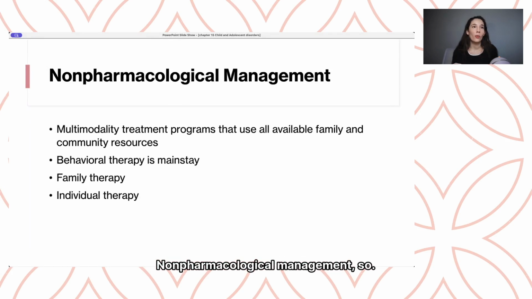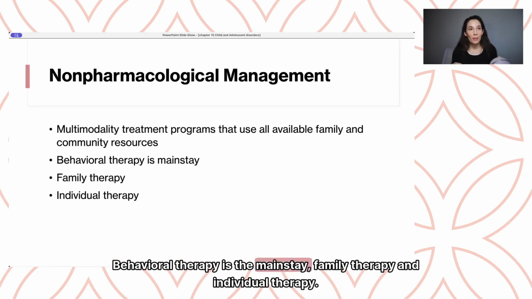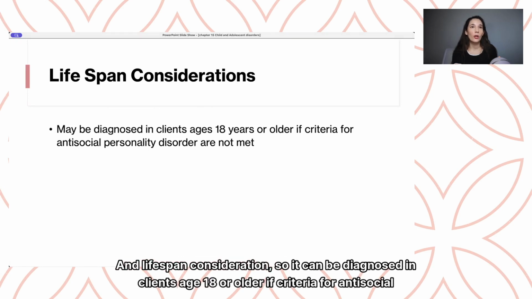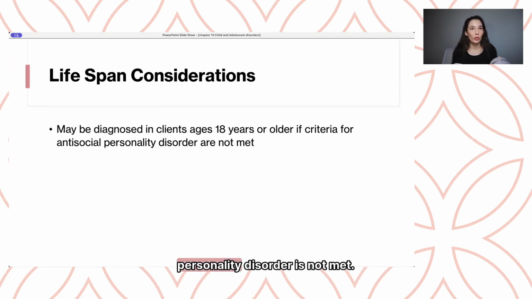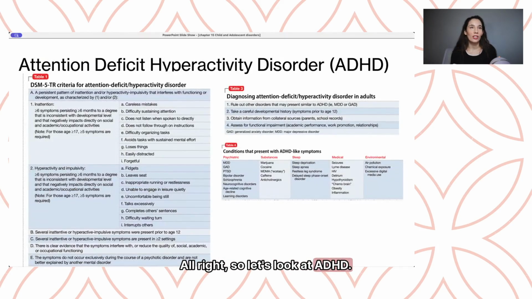Non-pharmacological management, so a multimodal treatment program that uses all available family and community resources. Behavioral therapy is the mainstay, along with family therapy and individual therapy. And lifespan considerations, so it can be diagnosed in clients age 18 or older if criteria for antisocial personality disorder is not met. All right, so let's look at ADHD.